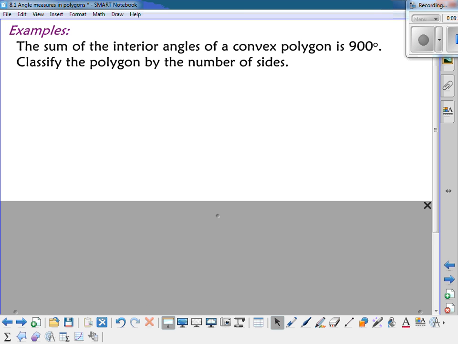Another example: the sum of the measures of the interior angles of a convex polygon is 900 degrees. We're going to classify the polygon by the number of sides. So now we have to work backwards. We have to figure out how many sides the polygon has.